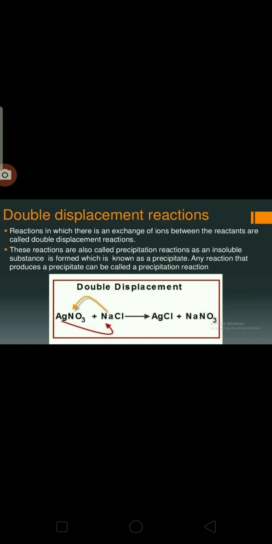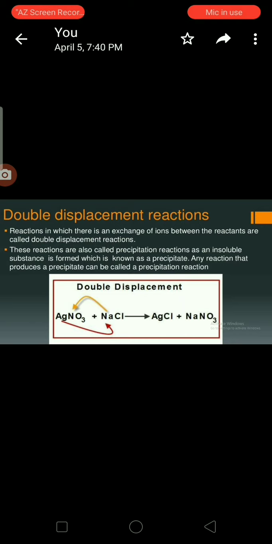Then the next one is double displacement. I think this is something new, because you have only studied displacement reaction so far. Here it is double displacement. In double displacement both ions separate and exchange. For example, the simple reaction AB plus CD gives AC plus BD, which means both ions are interchanging. That is called double displacement.